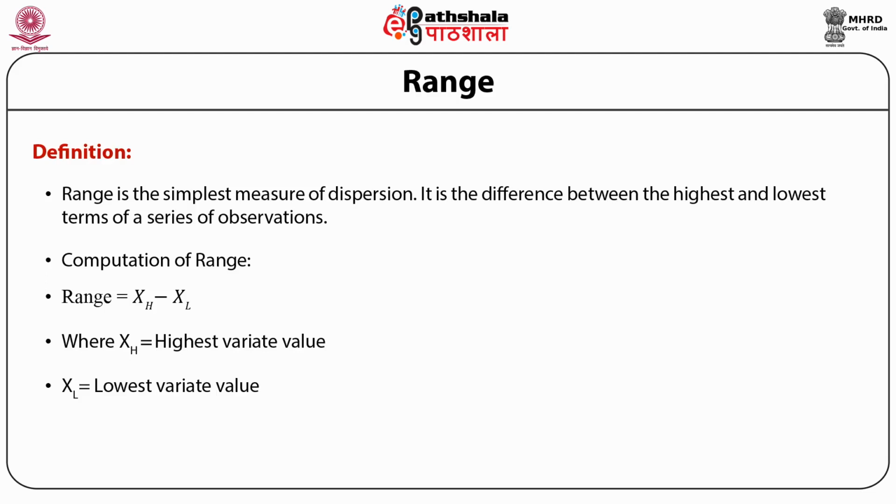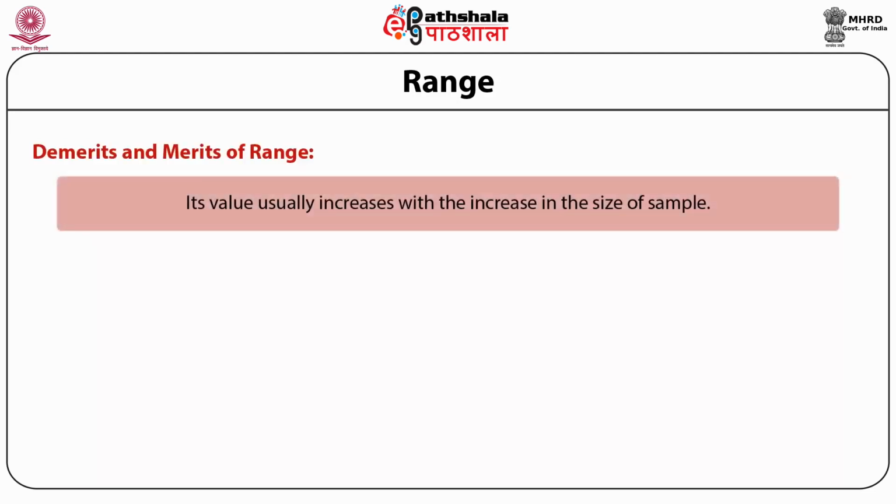Now, if you see in a class that there are different marks in a subject that different students gain, and you want to know what is the range of the marks in chemistry, then the difference between the lowest and the highest marks in the class defines the range of your data. Now this range usually increases with the increase in the size of the sample. If you are taking a sample from the population, and as you increase the sample, this range will increase.